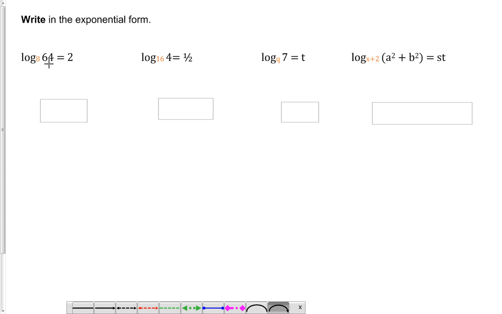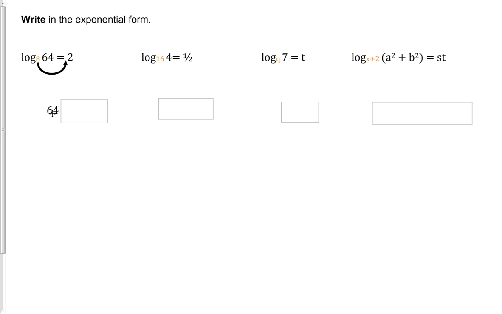Log base 8 of 64 equals 2. In order to write that as an exponent, we move that 8 to the other side and make it the base of the exponential term. What that's going to look like is you're left with your 64 on the left side, and on the right side you have your base 8 to the second power. So 8 squared is equal to 64.